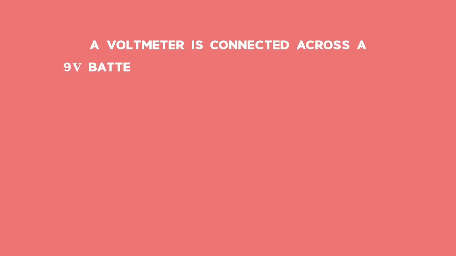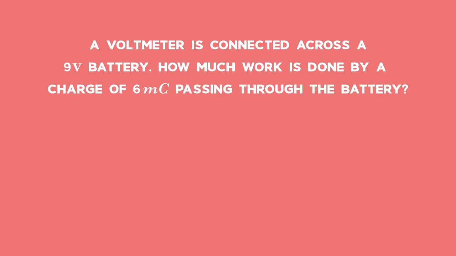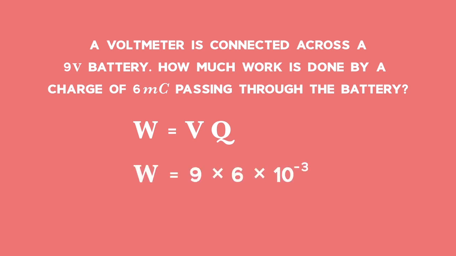Let's look at an example. A voltmeter is connected across a 9-volt battery. How much work is done by a charge of 6 millicoulombs passing through the battery? Remember, the charge must be in coulombs. M is milli, which is 10 to the minus 3. Substituting into the equation, we get 9 times 6 times 10 to the minus 3, which is equal to 5,4 times 10 to the minus 2 joules.